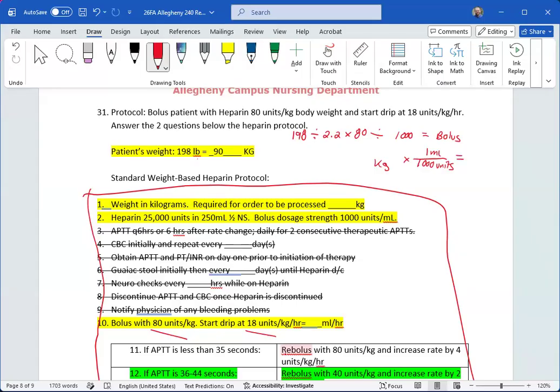So again, the shorthand way is just take whatever the patient's weight is in pounds, divide by 2.2, multiply by 80, divide that by 1,000. And that'll give you the bolus every time.